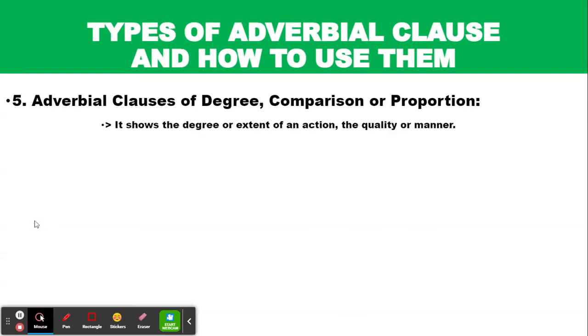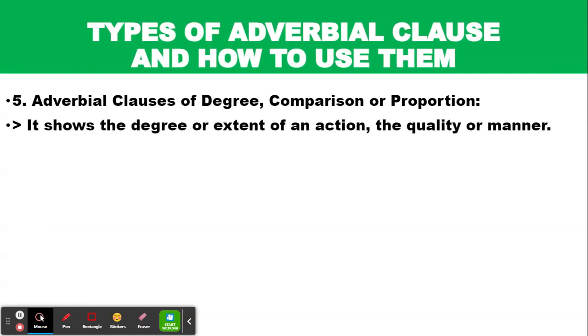Number 5, adverbial clause of degree, adverbial clauses of degree, comparison, or proportion. They are similar. Now, this type of adverbial clause shows the degree or the extent of an action, the quality or manner. Okay, so those are the types of ideas expressed by adverbial clauses of degree, comparison, or proportion. Now, it usually begins with as, as, than, etc.